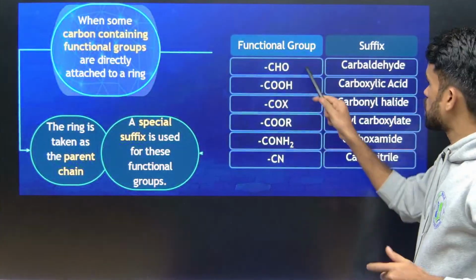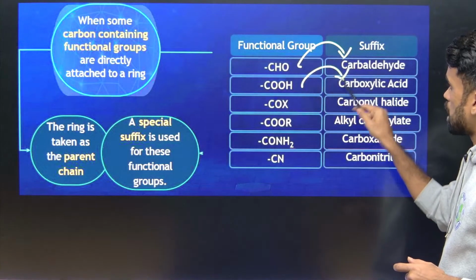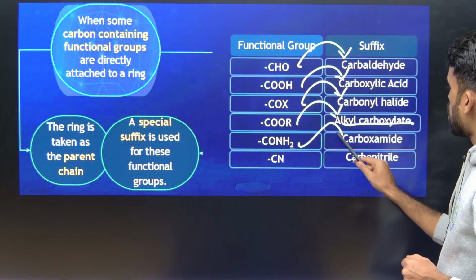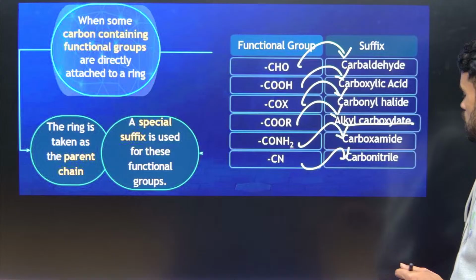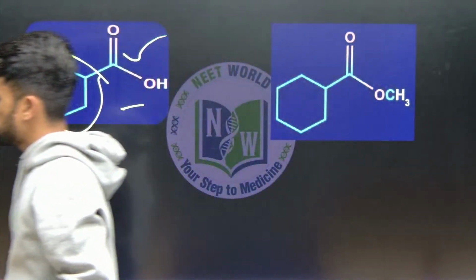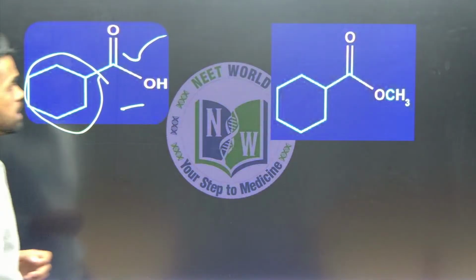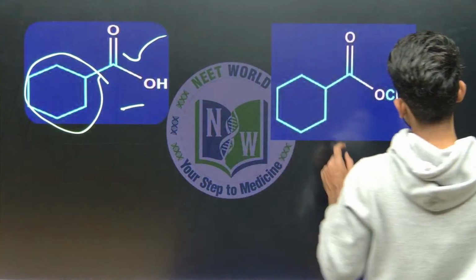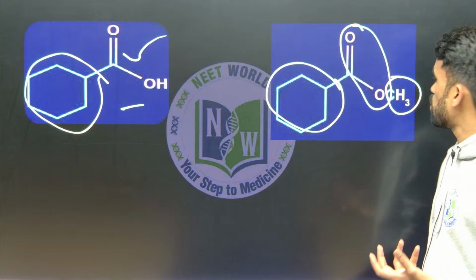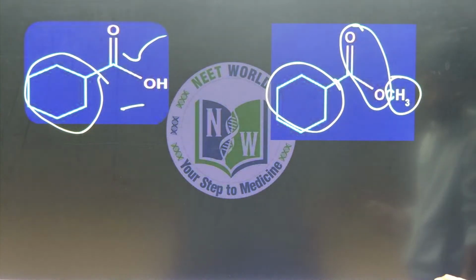See, I will give you one table to remember. If the CHO group is not included in the parent chain, you call it carbaldehyde. Next, carboxylic acid. If it is a halide, carbonyl halide. Esters, alkyl carboxylate. Amide, carboxamide. Cyanides, carbonitrile. That's it. Next, tell me what is the name of this compound now? Cyclohexane carboxylic acid. And what about this cyclohexane? Here we have methyl cyclohexane carboxylate. Okay, alkanoate, like that we should call.